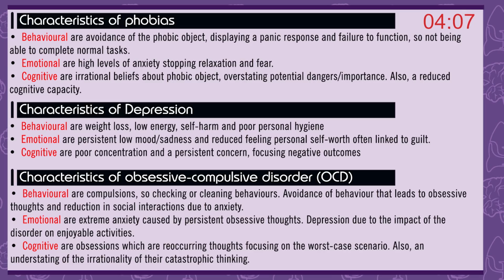Emotional are extreme anxiety caused by persistent obsessive thoughts, and depression due to the impact of the disorder on enjoyable activities. Cognitive are obsessions, which are recurring thoughts focusing on the worst case scenario. Also, an understanding of the irrationality of their catastrophic thinking.